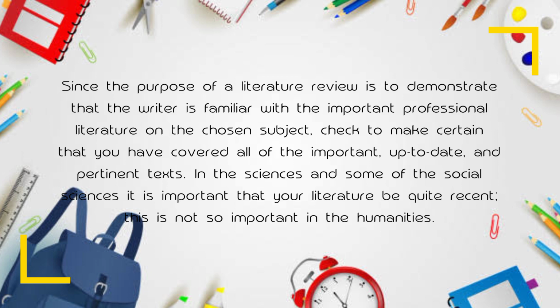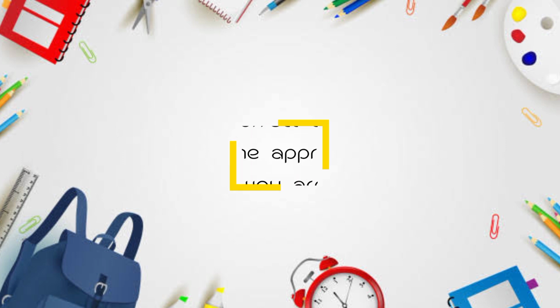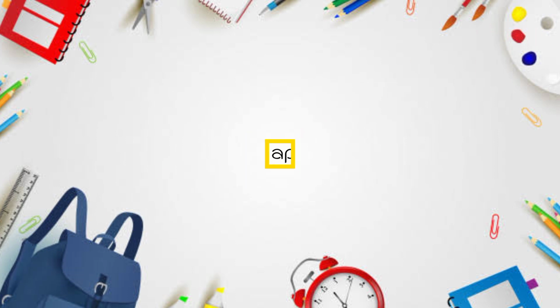Since the purpose of a literature review is to demonstrate that the writer is familiar with the important professional literature on the chosen subject, check to make certain that you have covered all of the important, up-to-date, and pertinent texts. In the sciences and some of the social sciences, it is important that your literature be quite recent. This is not so important in the humanities. Make certain that all of the citations and references are correct and that you are referencing in the appropriate style for your discipline. If you are uncertain which style to use, ask your professor.